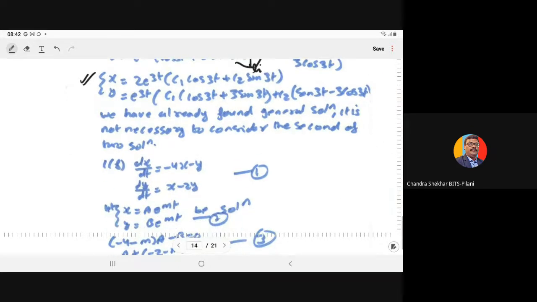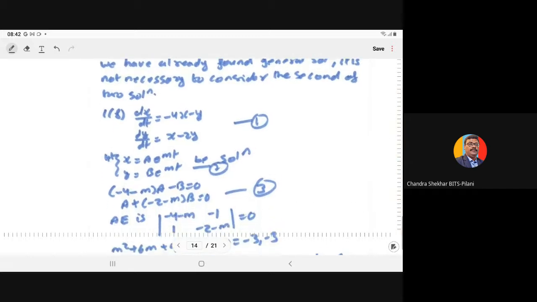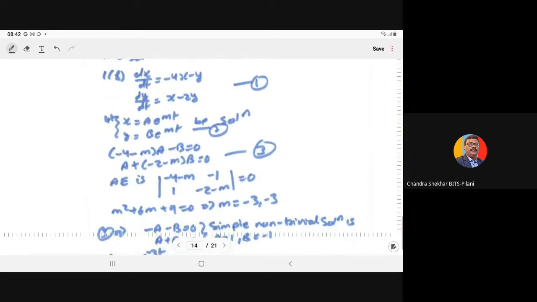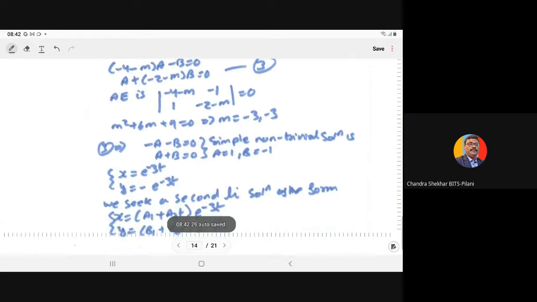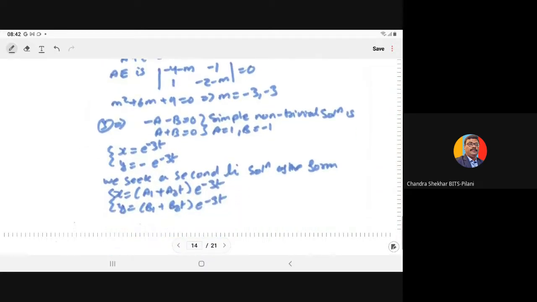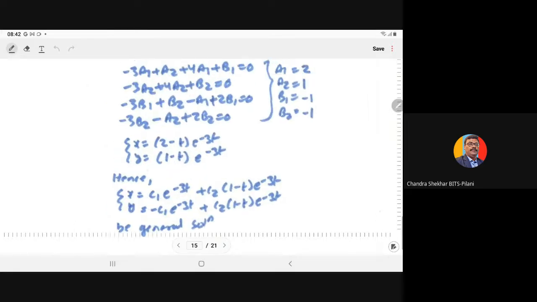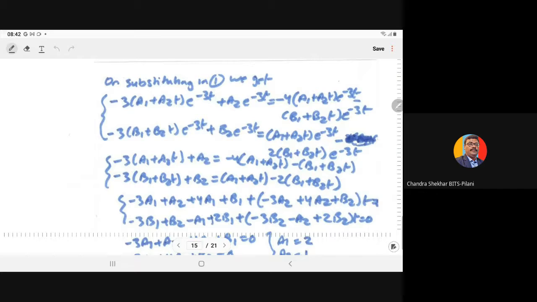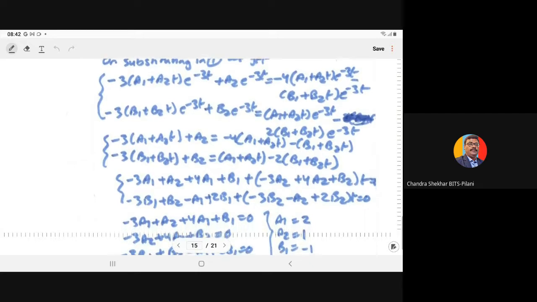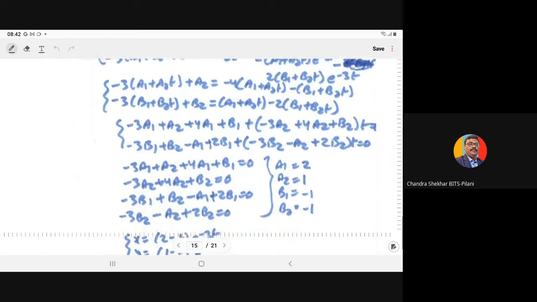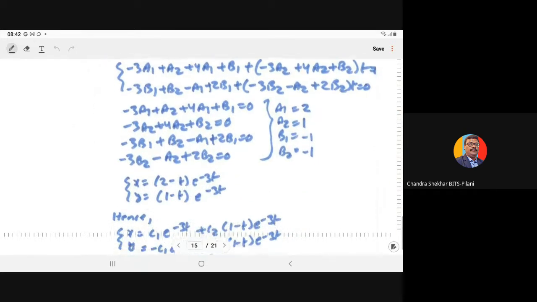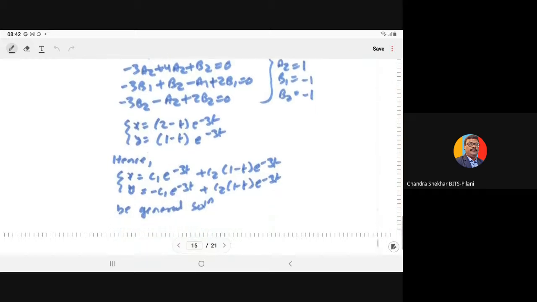So this is another question. I'm scrolling slowly so that it will come in the recording and later you can understand. This is for the real root, real and equal root. I am not explaining it. Here we just have to compute the values of a1, a2, b1, b2. So this is the general solution for the equal roots.